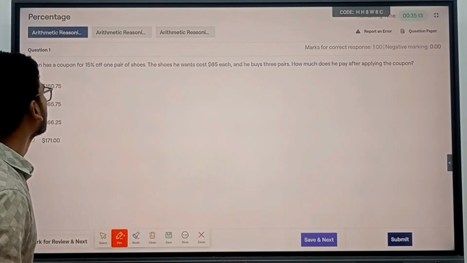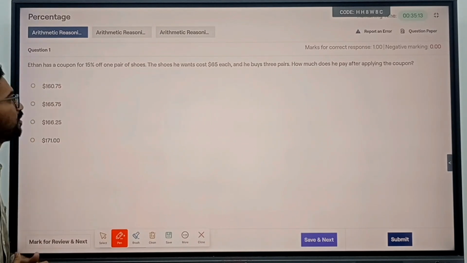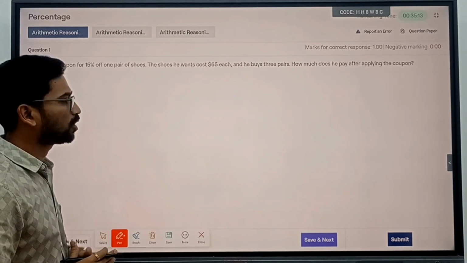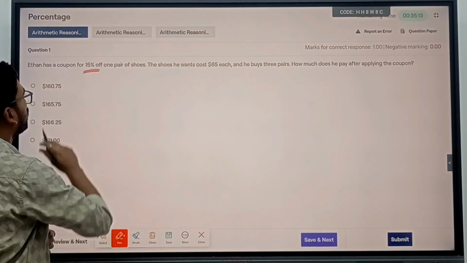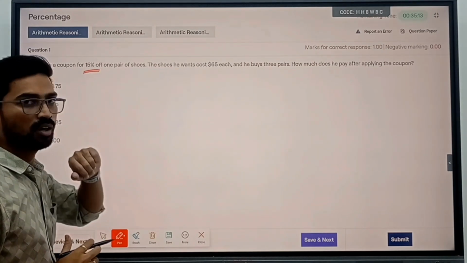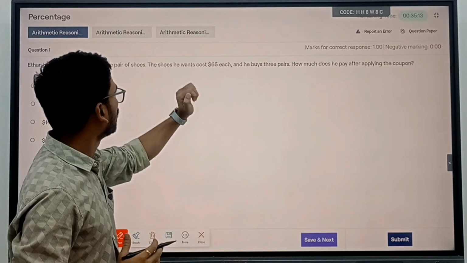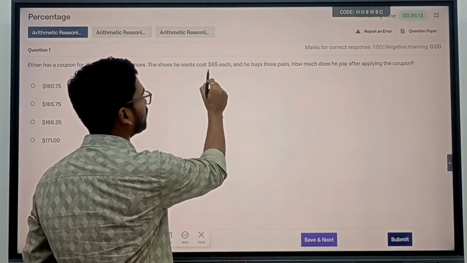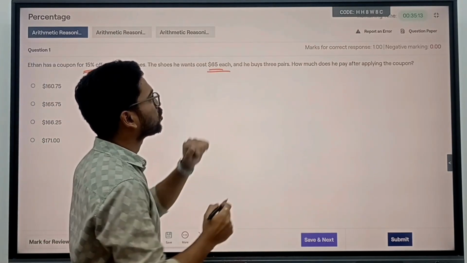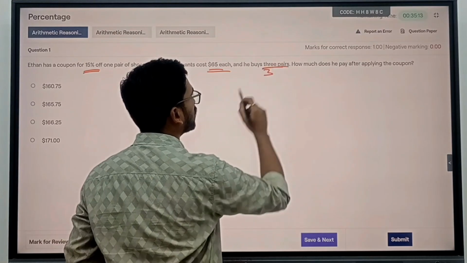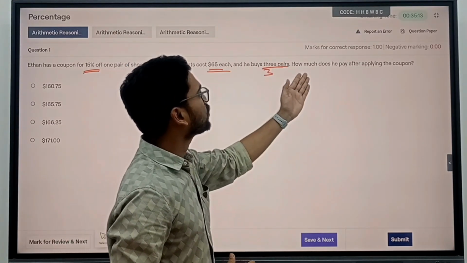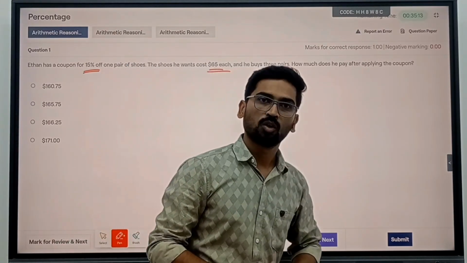Question 1 says, Ethan has a coupon of 15% off on one pair of shoes. The shoes he wants to purchase cost $65 each, and he wants to buy 3 pairs of those shoes. How much does he pay after applying the coupon?